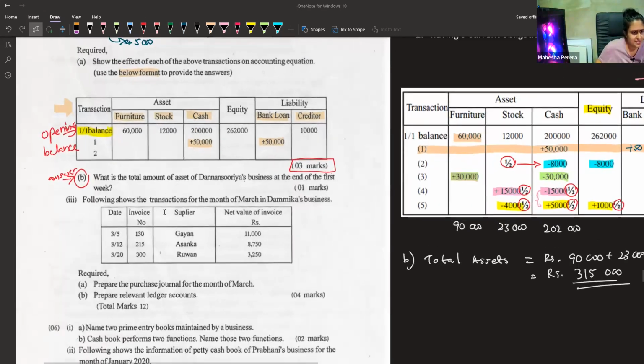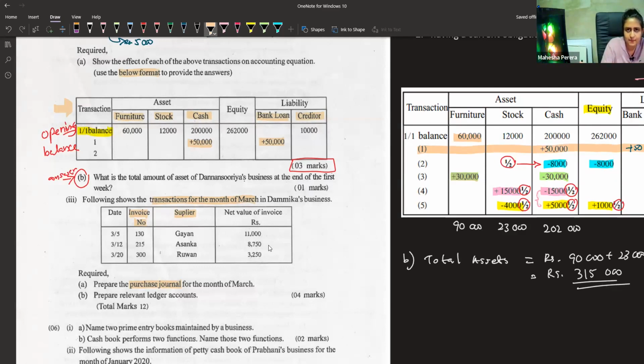Hari? Now, this is another easy question. Very direct, easy question. It says, following shows the transactions of the month of March in Dhammika's business. Now, we see that the invoice number is given, the supplier's name is given, and they ask you to prepare the purchaser's journal. All three definitely have to be recorded. There is nothing to think about. Sometimes they give you irrelevant transactions as well, but there is none like that here. It is quick to prepare.